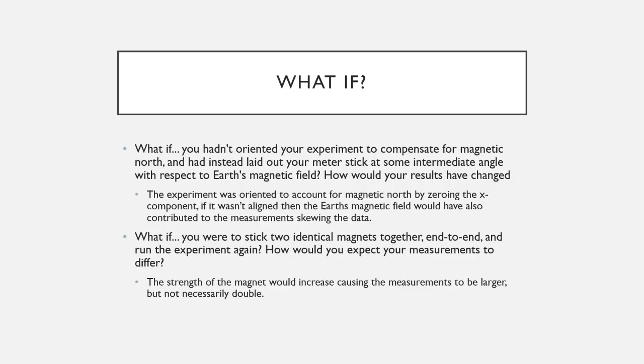What if you hadn't oriented your experiment to compensate for magnetic north and had instead laid out your meter stick at some intermediate angle with respect to Earth's magnetic field? How would your results have changed? So the experiment was oriented to account for magnetic north by zeroing the x component. If it wasn't aligned with Earth's magnetic field, Earth's field would have contributed to what was recorded and it would have skewed our data.